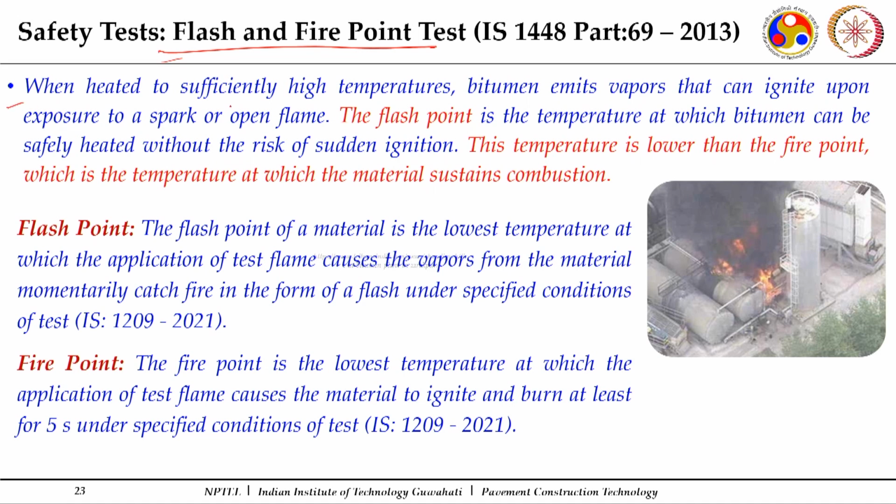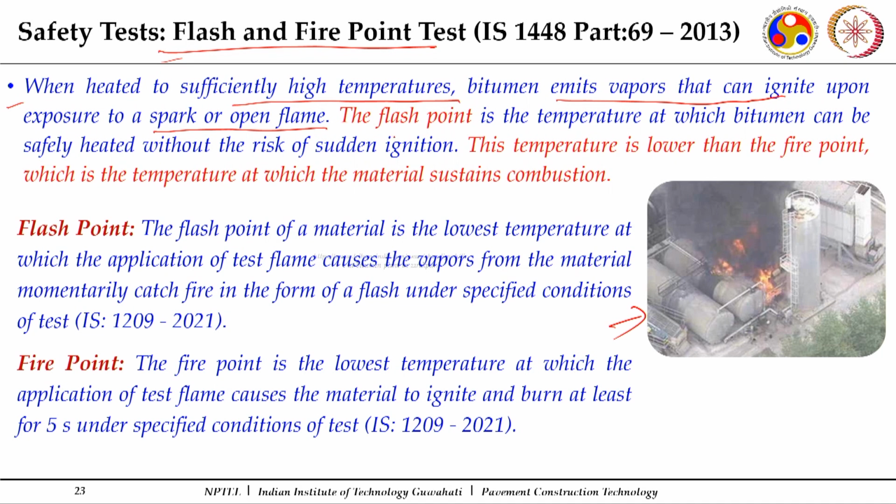It says when heated to sufficiently high temperatures, bitumen emits vapors that can ignite upon exposure to a flame. You can see this hot mix plant, which caught fire because of this reason. Such mishaps can happen if we are not able to control the temperatures up to which these binders get heated.